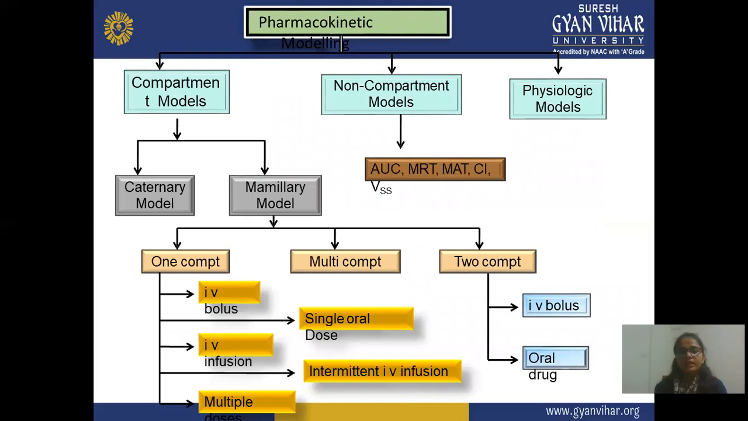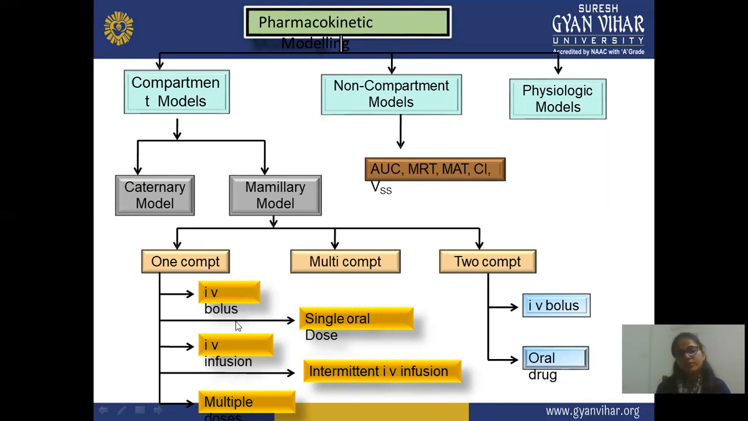These are the pharmacokinetic models. They are majorly divided into three categories: compartmental model, non-compartmental model, and physiological model. The compartmental model is again divided into types: catenary model and mammillary model. We already covered these two models, and the mammillary model is again divided into categories. These models we discuss in this lecture: one compartment, multi-compartment, and two compartment.